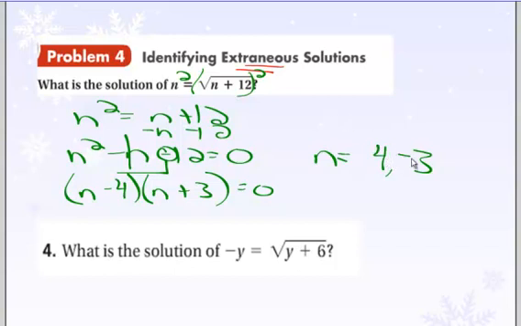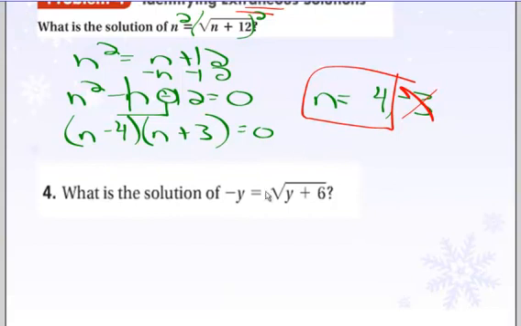And now we just want to plug those in. So can I take the square root of something and say that it ends up being negative? That's what we're checking. Okay, so if I take negative 3 plus 12 is 9. The square root of 9 is 3, not negative 3. So 4 is the only one that works here. So it always has to go back to that original problem.